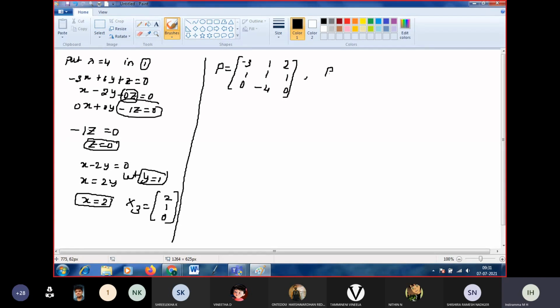Next, we have to find out P inverse. P inverse is 1 by determinant A into adjoint A. Or as I told you, you can find the inverse directly by using your calculator. Can you tell me, did you get the inverse using your calculator? What did you get for P inverse using your calculator?